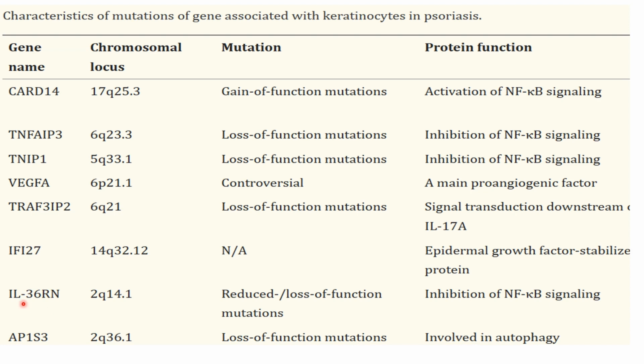These receptor antagonists, interleukin 36 receptor antagonists, are responsible for inhibition of NF-kappa B signaling. So when we have loss of function of this gene, we will have more activation of NF-kappa B signaling, and so again more production of pro-inflammatory cytokines.